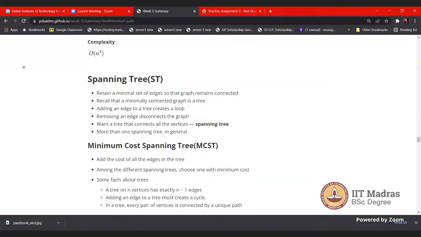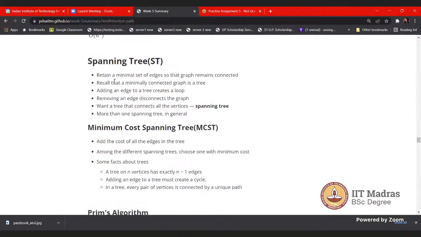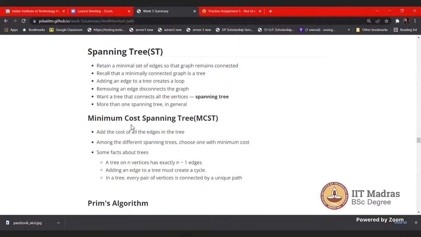There is more than one spanning tree in general, so here the term used is a spanning tree. There are many possibilities to create a spanning tree, so there is more than one possible spanning tree for any graph. But what is the minimum cost spanning tree? The minimum cost spanning tree is the one where the total cost of the edges is minimum. That spanning tree is called the minimum spanning tree.